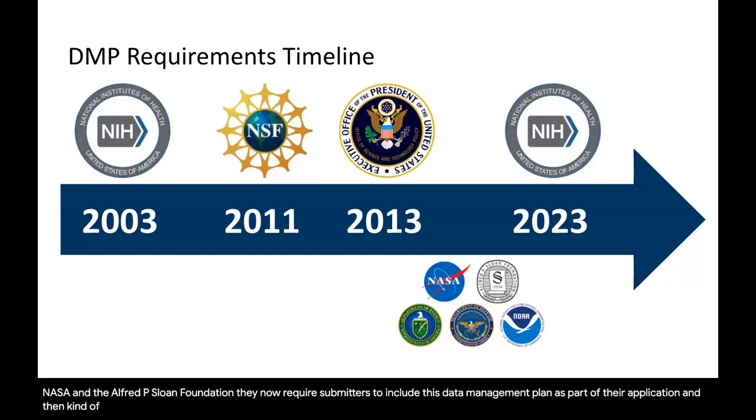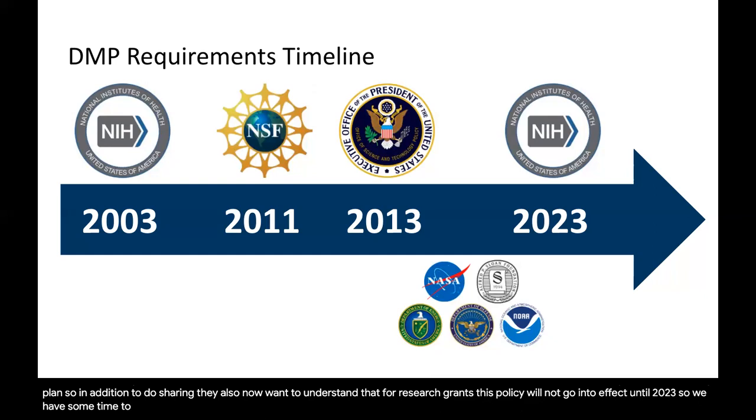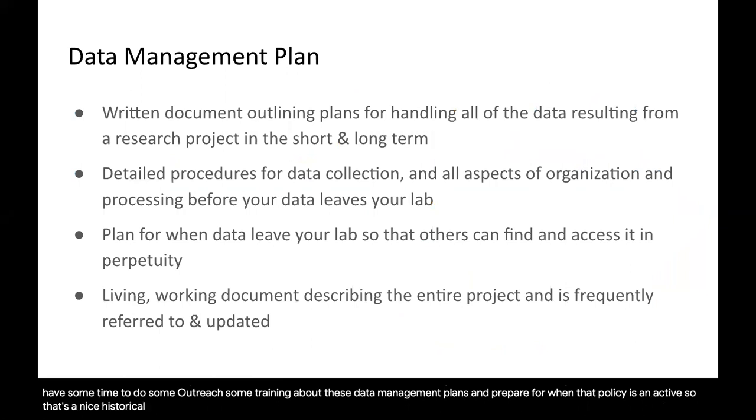And then kind of looking to the future, but most recently, at the end of October, NIH came out with this new revised data management and sharing plan. So in addition to data sharing, they also now want to understand that full data management piece for research grants. This policy will not go into effect until 2023, so we have some time to do some outreach, some training about these data management plans, and prepare for when that policy is enacted. So that's a nice historical look.